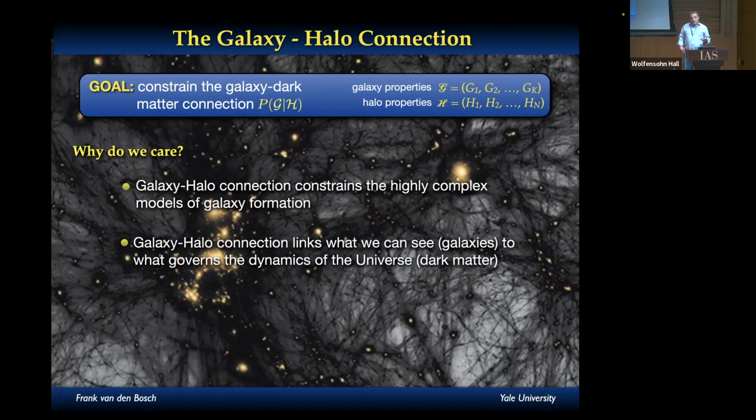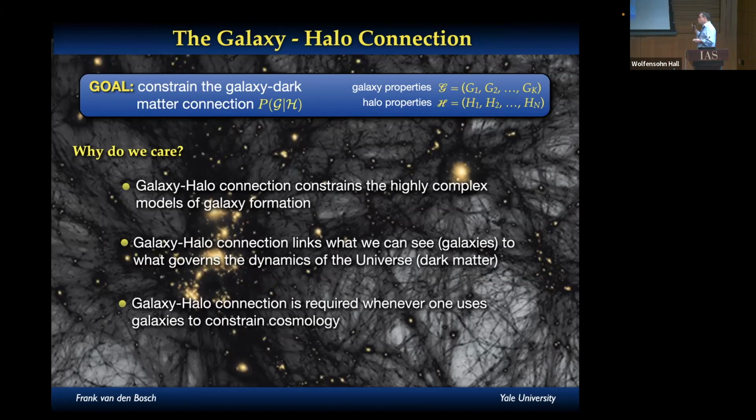The galaxy halo connection also links what we can see, aka galaxies, to what governs the dynamics of the universe, which is largely dark matter. Okay. And whenever you use galaxies in order to try and constrain cosmologies, at some point or the other, this galaxy halo connection comes into play.